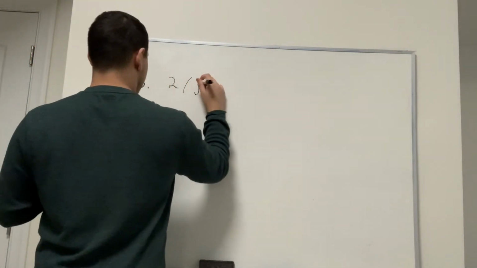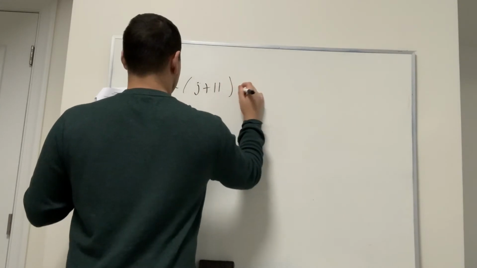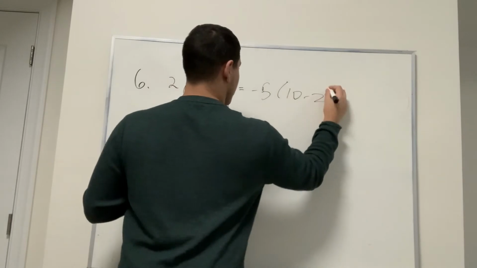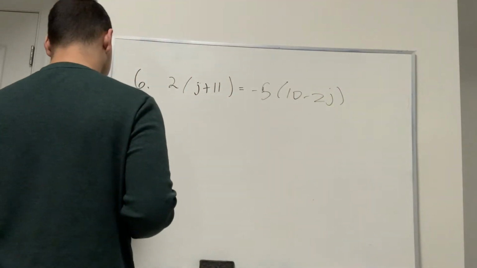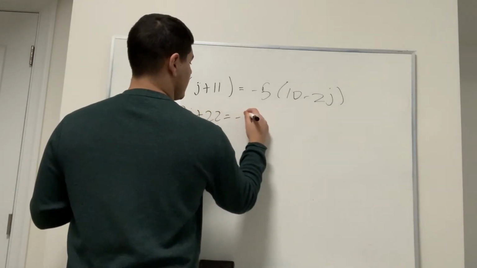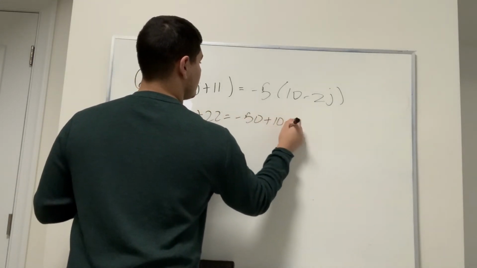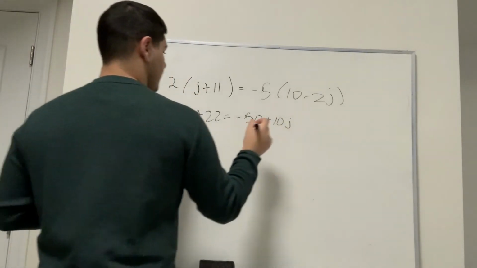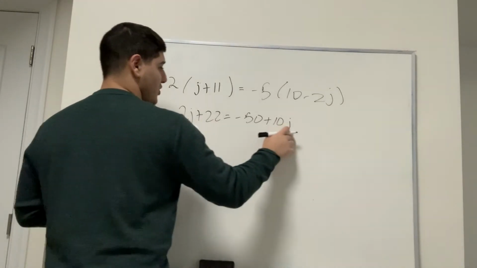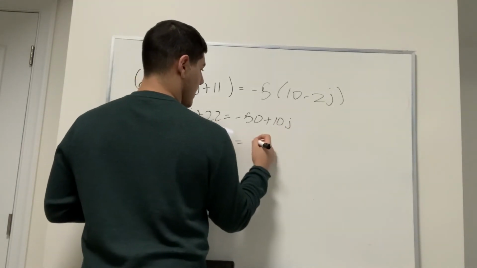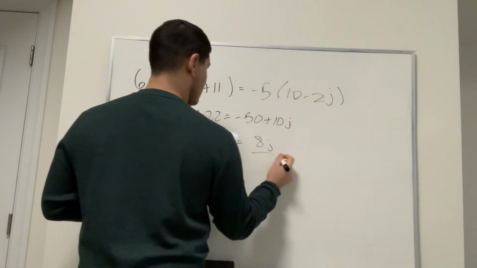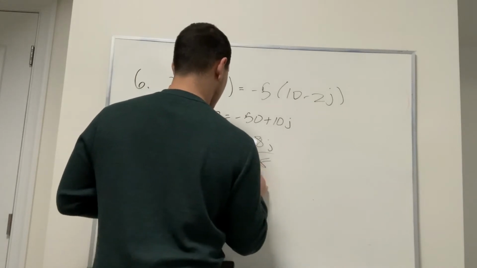So 2 times j plus 11 equals negative 5 times 10 minus 2j. So I have 2j plus 22 equals negative 50 plus 10j. I'm going to add 50 to both sides. I'm going to subtract 2j. Subtract 2j, these cancel. Subtract 2j, I'm going to get 8j. I'm going to add 50 and add 50. I'm going to get 72. And j equals 9.